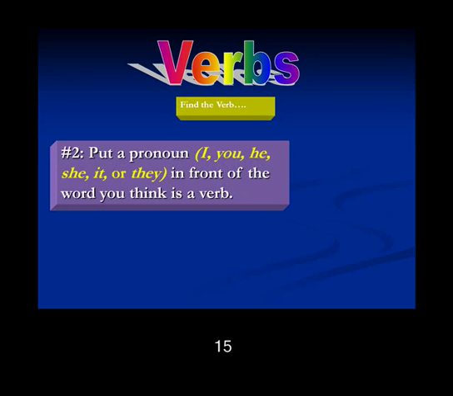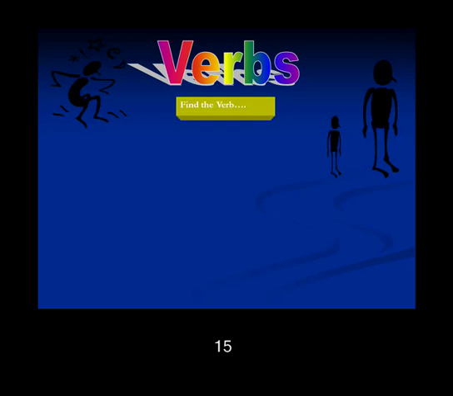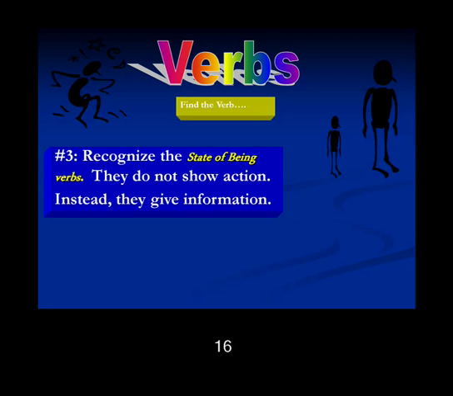Here's another way. You can put a pronoun in front of the word you think is a verb. So if you think it's a verb, then say I or you or he or she, it or they. Those are all subject pronouns, and you can use any one of those. If the result makes sense, you have a verb. And then finally we have to just know the state of being verbs. You have to actually memorize them. I've given you a list of linking verbs and helping verbs. They do not show action, but they do give information, and you need to know them.